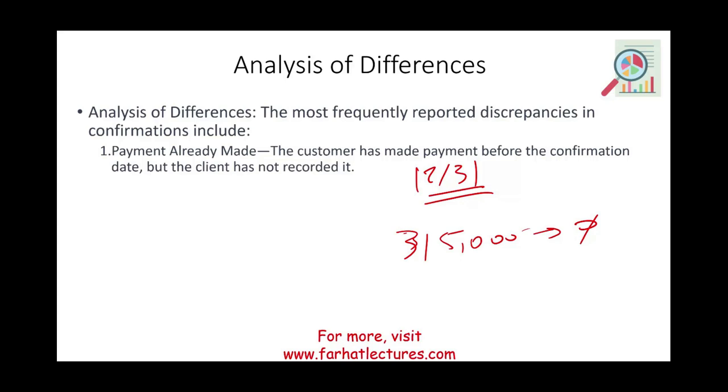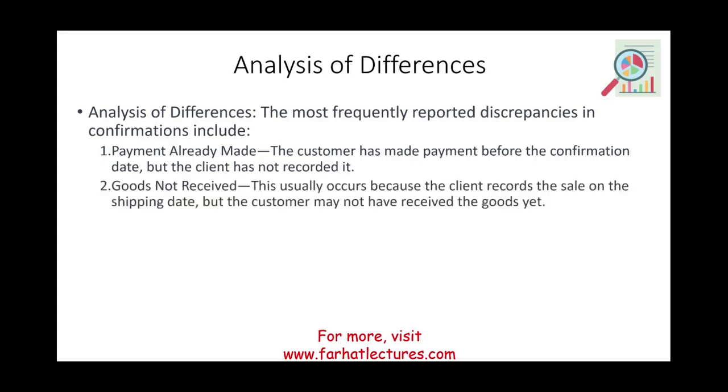Then what you have to do is go back and see if indeed a payment was made. If the payment was made, then they're correct. We're all correct. Okay? So the balance is 315 at the end of the year, but now it's zero. That's fine. Goods not received. You know, your auditee billed the customer, but they did not receive it. Therefore, they don't have a receipt. As far as they know, they don't have a payable. This usually occurs because the client records the sale on the shipping date, but the customer may not have received the goods. So they have no payable on their records because they did not receive it.